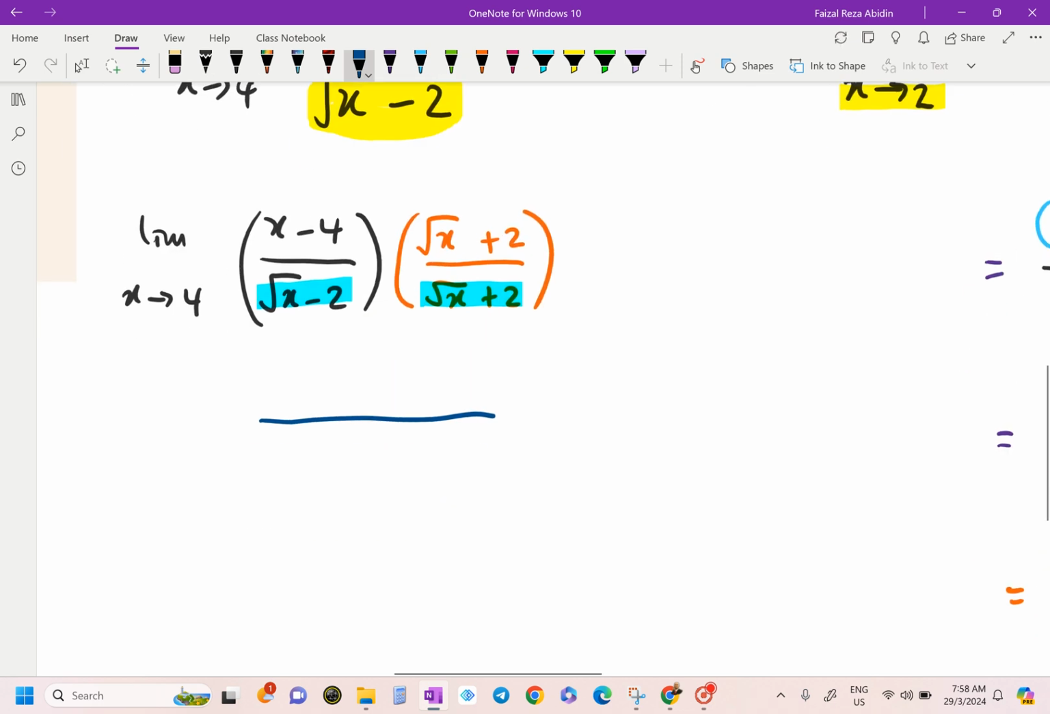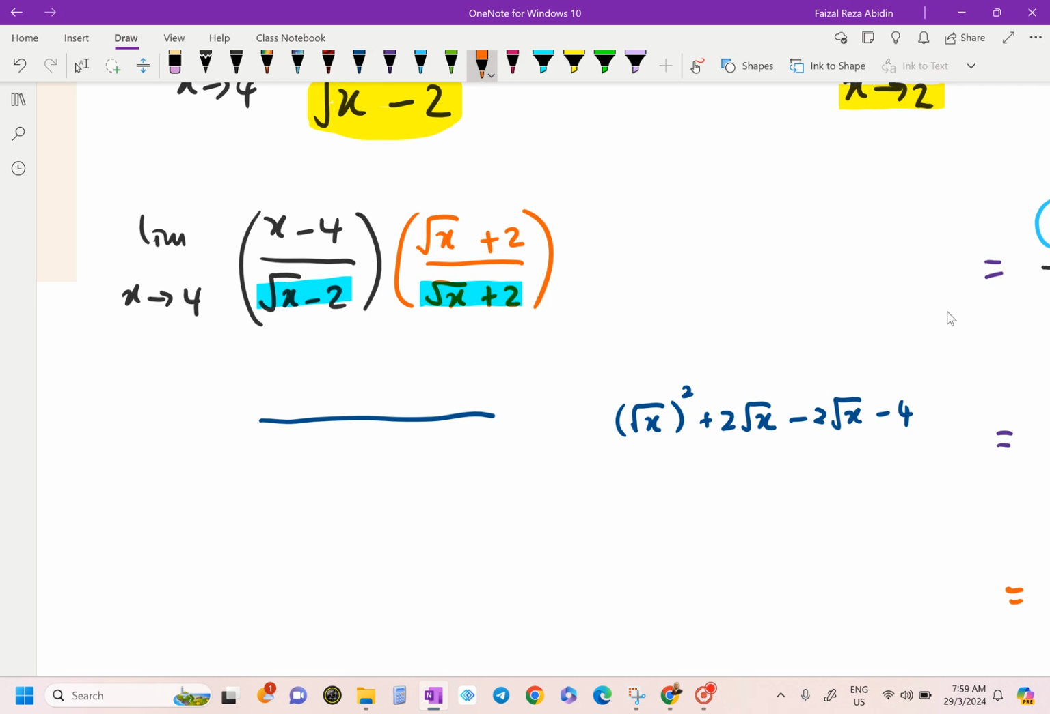Okay, this one you are going to get square root of x times square root of x. You're going to get square root of x, squared. And then square root of x times 2, you're going to get 2 square root of x. And then negative 2 times square root of x, minus 2 square root of x. And negative 2 times 2, you're going to get negative 4.